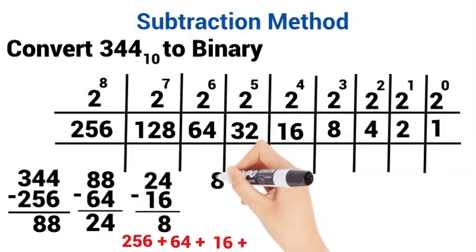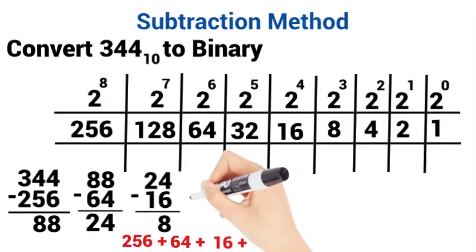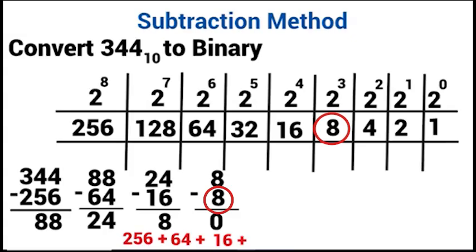Continue by copying the difference, which is 8, and choose a number that can be subtracted from 8 in the base 2 number. And so we will choose 8. Let's write down 8 minus 8 is 0. Don't forget to copy 8 from the base 2 number.